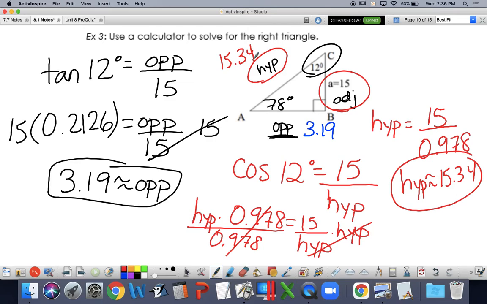Questions on how we did that? We could have just as easily chosen 78 to be our reference angle, and then all of these things would have been based off of 78 degrees. Also, once we found the 3.19, we could have used the Pythagorean theorem. I was trying to make sure we practiced a different way of solving these, but yes, you can always do that as well. Lots of different ways to solve these problems.